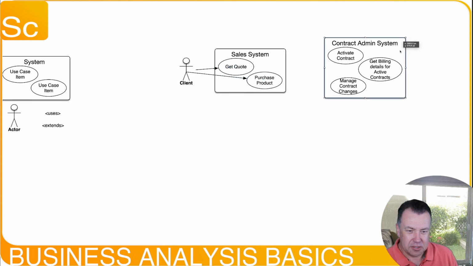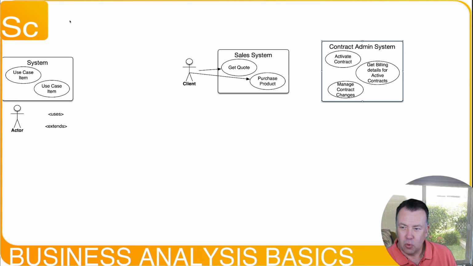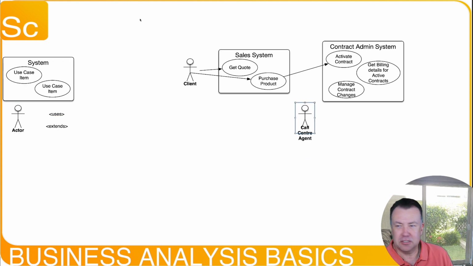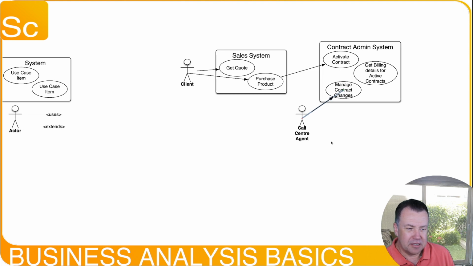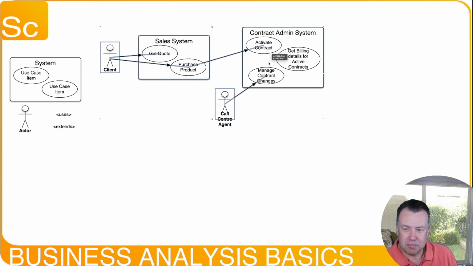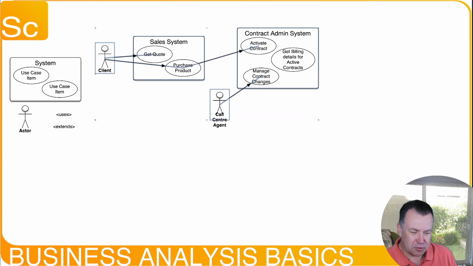what happens after that? Well, now we have our contract admin system, where if we make this purchase, we're going to activate a contract. And well, there's another 2 use cases in here that you can see probably are not appropriate for the client themselves. You might have self-service so they can manage contract changes, but in this example, I will show that we've got a call center agent who's going to manage contract changes for the client.